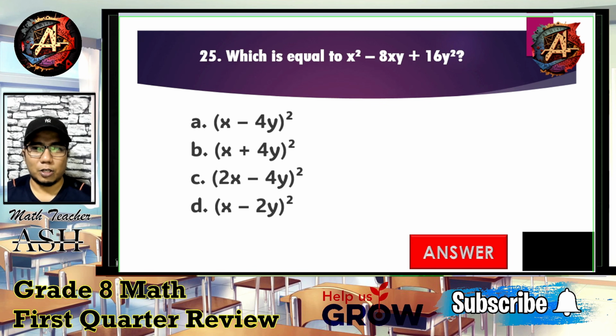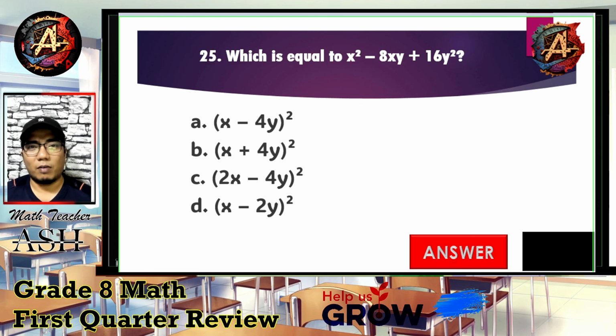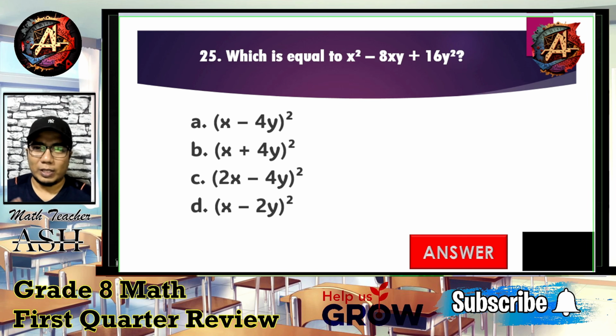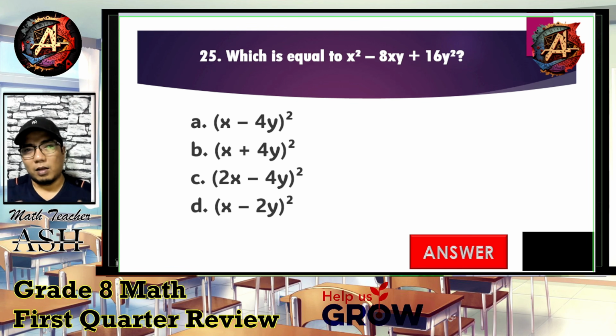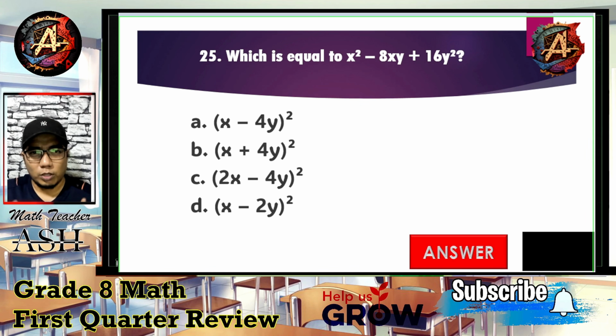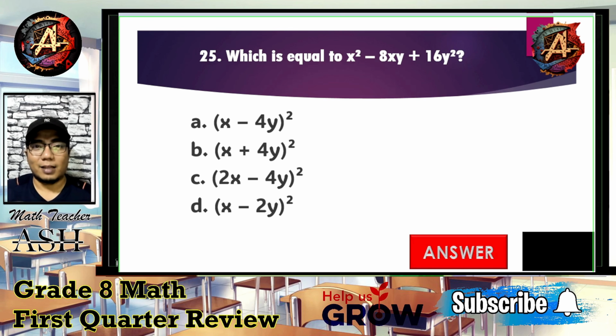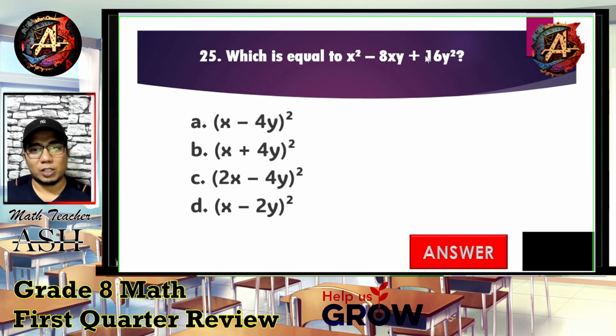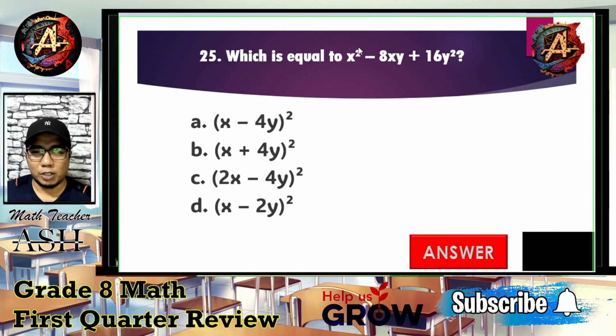Okay, my dear math learners, this is another example of a perfect square trinomial. In getting the equivalent binomial squared for a perfect square trinomial, what you need to do is get the square root of the first term and the last term. The square root of the first term, x squared, is x. So x, x, and x, so A, B, and D.